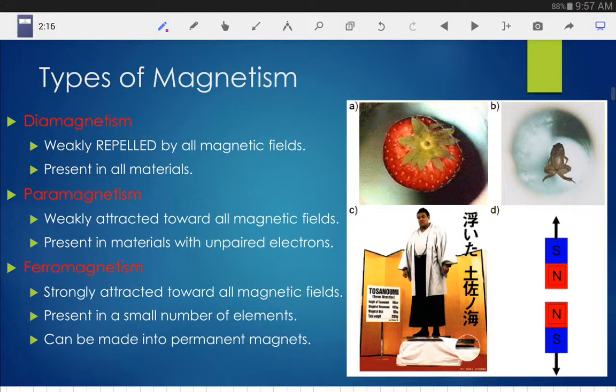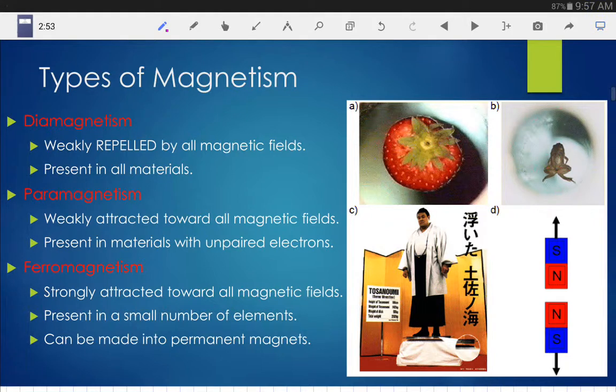Then we have paramagnetism, which is a weak, attractive magnetism. And that's present in materials with unpaired electrons. That's getting into a little deeper physics than we're going to cover in this class. But some materials have paramagnetism. And then ferromagnetism, which is what we think of as magnetism. That's the strong reaction that we can see. Things like where my magnets interact. And ferromagnetism is present in only a small number of elements, and those can be made into ferromagnets.